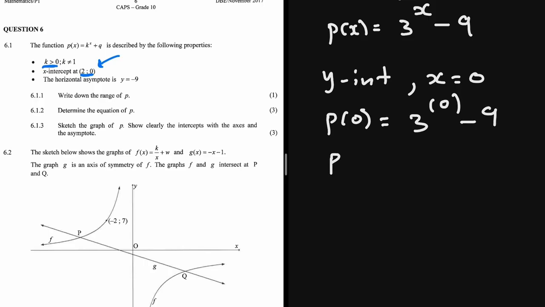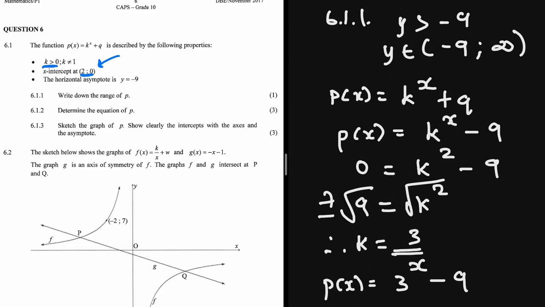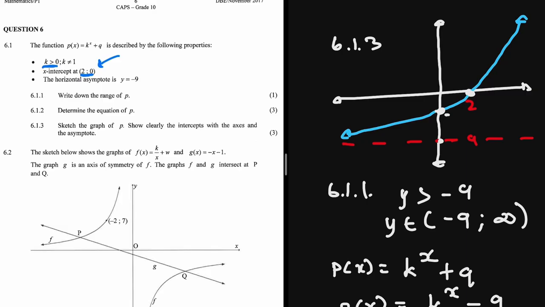So remember now, this answer here, p at 0 is not going to be equal to -9, because any number raised to the power of 0 is not going to be 0. It is always equal to 1. So you're going to have 1 minus 9 there. So that means now our y-intercept is going to be -8. So this point that we have here is going to be -8. So you can also just calculate the y-intercept so that you can clearly show now your x-axis and also your asymptote. That means we have shown all that.